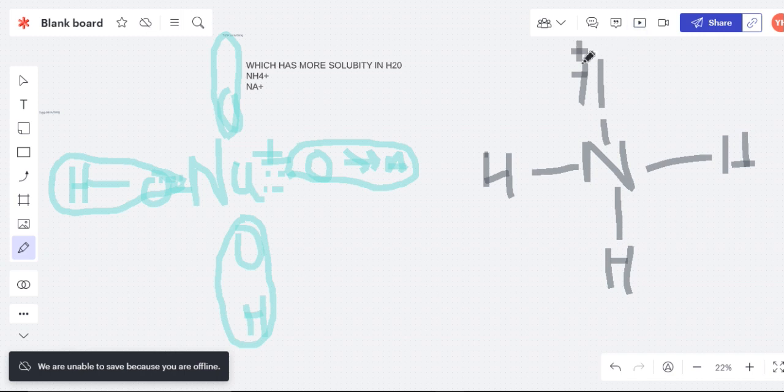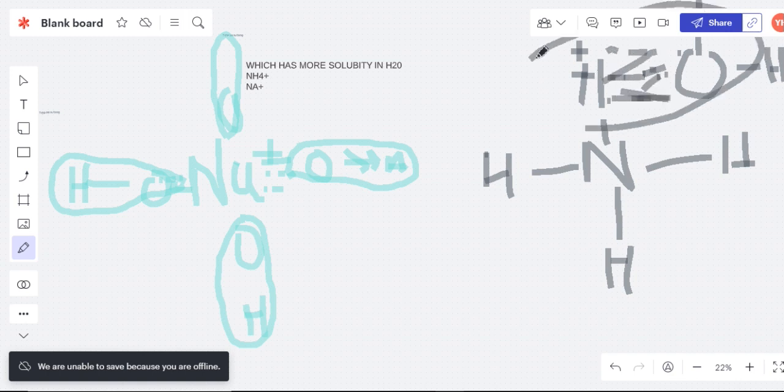H positive. This is water, which is OH, and one more H is here. So this hydrogen makes the bond with the lone pair of electrons. This hydrogen makes the bond with this hydrogen, due to which it has hydrogen bonding.